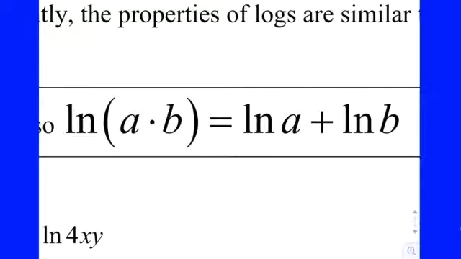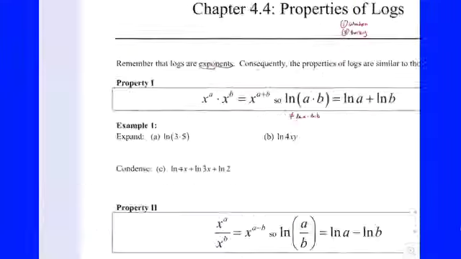So natural log of a times b is equal to the natural log of a plus the natural log of b. So each factor gets its own log, and we do what with the two factors? We add them, okay? It is not equal to the natural log of a times the natural log of b. No. Addition is what we get, okay? So multiplication becomes addition.